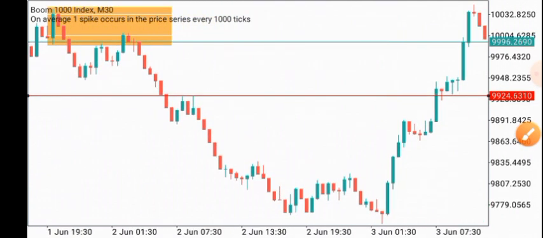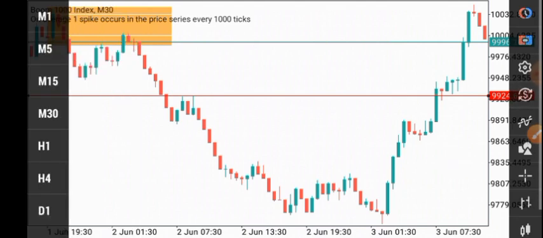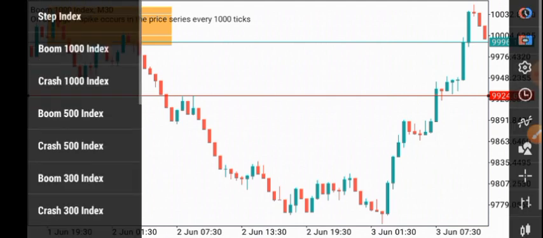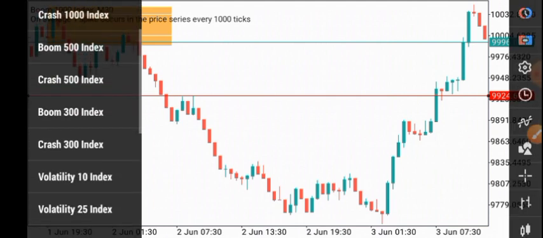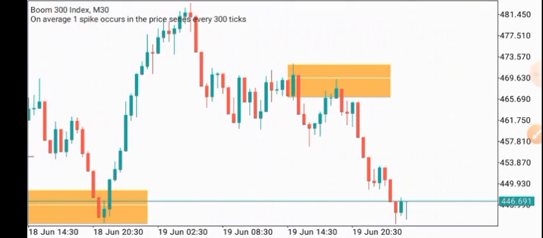Now let me show you also. The next one is that it must be an impulsive move. Let me just go to another instrument. Let it not be as if it's only the other block works. Look at it. We also have another one here. This one is from 300. It keeps working. Look at it.